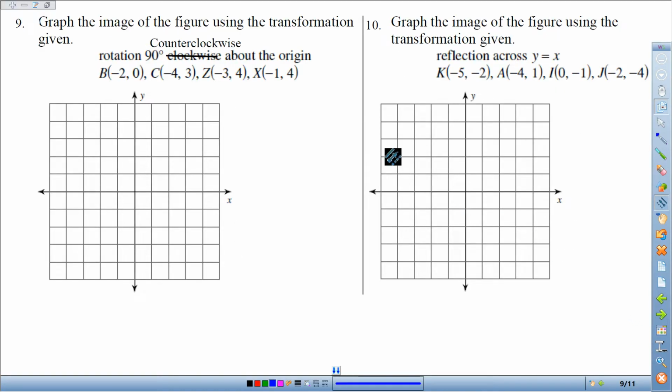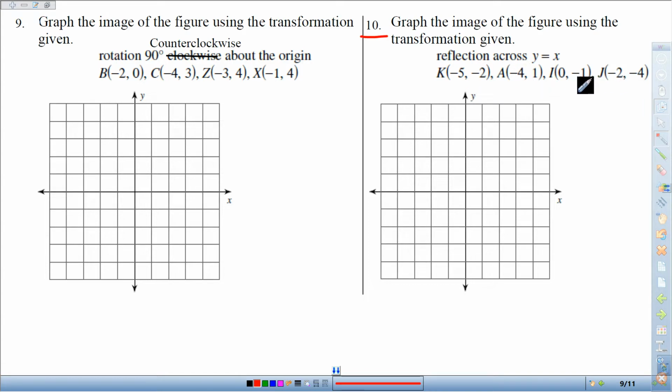Taking a look at number 9, this is just a 90-degree counterclockwise rotation. I'm going to leave this to you. Here's the thing, though. Make sure you're plotting these original points on your graph and then showing the rotation. Number 10. I think I do want to do number 10. So let's take a look. This is asking us to do a reflection over y equals x.